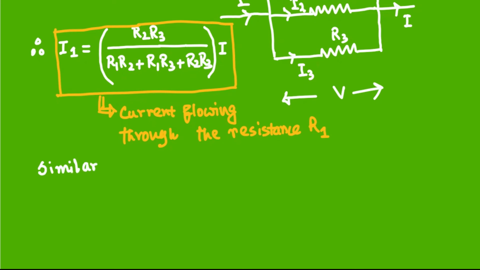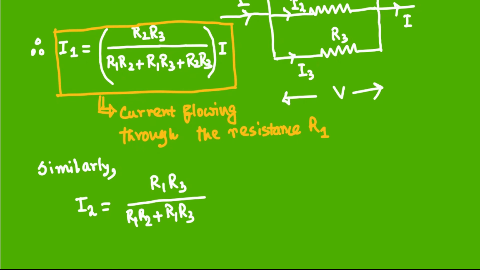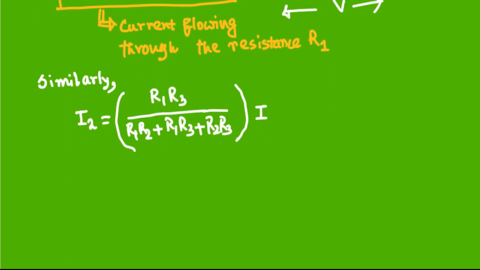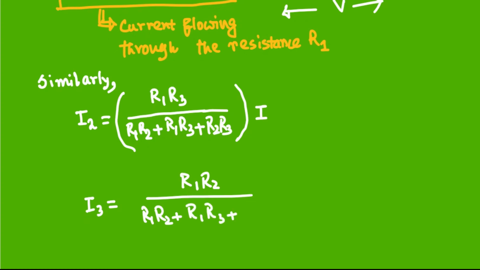Similarly, I2 equals R1 R3 divided by R1 R2 plus R1 R3 plus R2 R3, bracket closed, into I. I3 equals the product of the other two resistances in the numerator, that is R1 R2, divided by the sum of the products of all the resistances, that is R1 R2 plus R1 R3 plus R2 R3, bracket closed, into main current I.